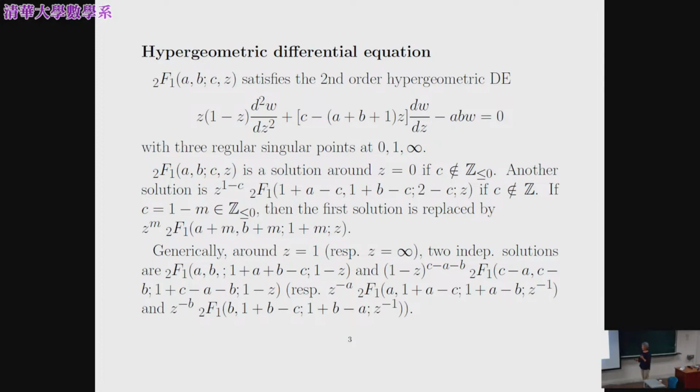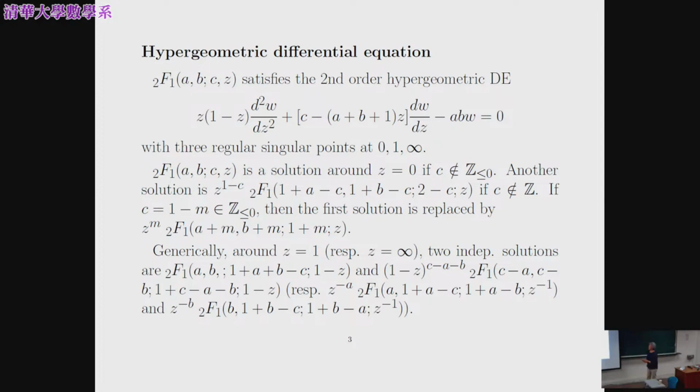But if that's the case, then we write c as 1 minus m, where m is a positive integer, and then we can find a solution which is expressed in terms of m and also the hypergeometric series. Okay. And we know that as a second-order linear differential equation, there are two independent solutions. So the second solution around 0 is also a hypergeometric series. But now here you have a factor z to the 1 minus c in front of the 2F1 function.